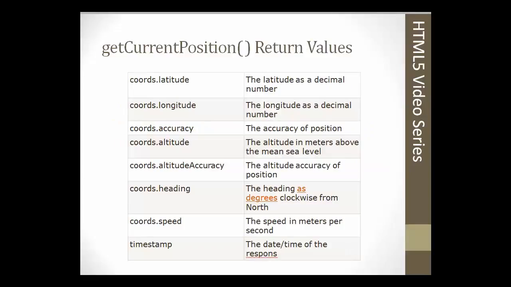And these are the getCurrentPosition possible return values. We have the latitude and longitude as a decimal number, the accuracy of the position, the altitude, the heading, the speed, and the date and time of the response.